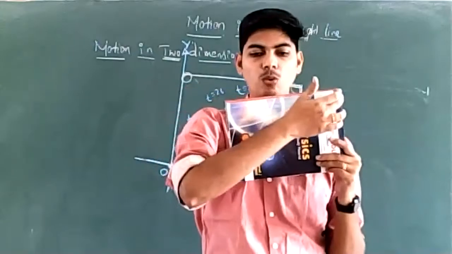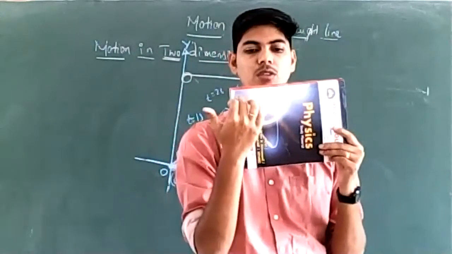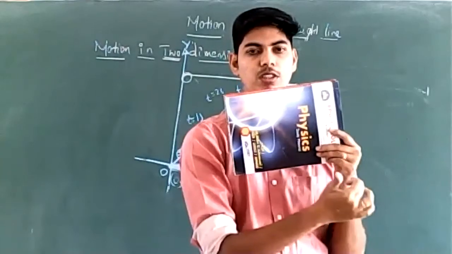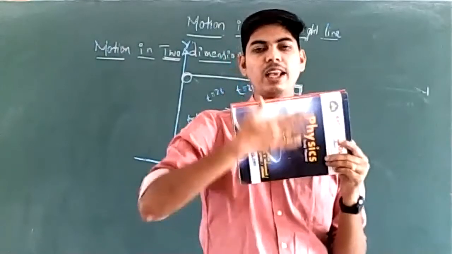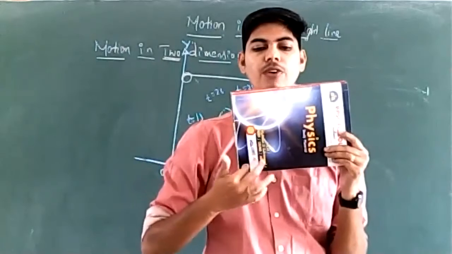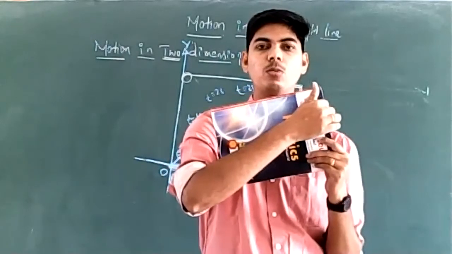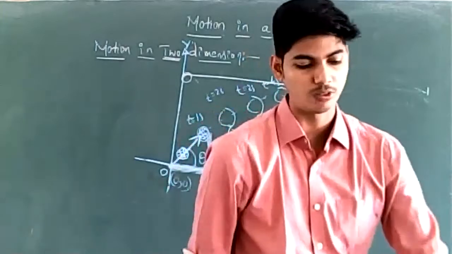If the ant walks in this plane, on this book, we call this a plane. This is called x plane and this is called y plane. This entire plane is called the xy plane. If an ant walks this way, we say it has two-dimensional motion because two position coordinates of it are changing.